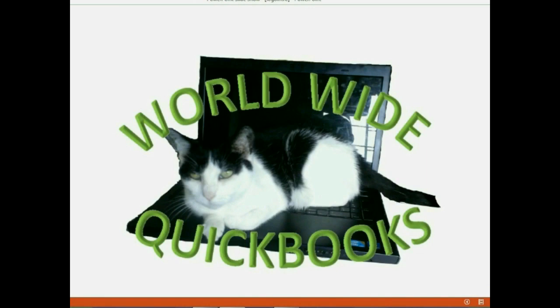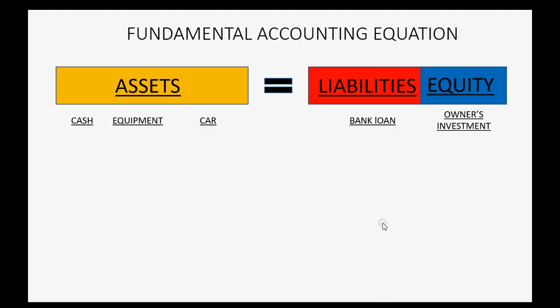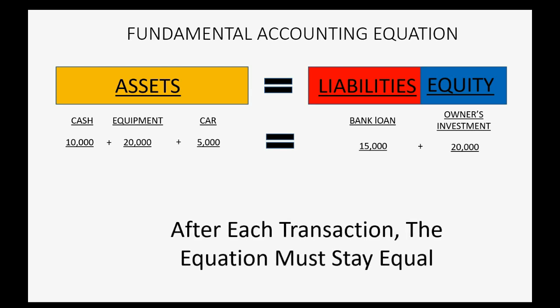What are debits and credits anyway? We learned in the previous video that the assets of a company must be equal to the liabilities plus the owner's equity of that company. And we also learned that after each transaction, the equation must stay equal.